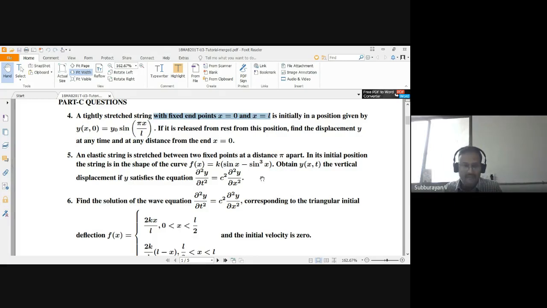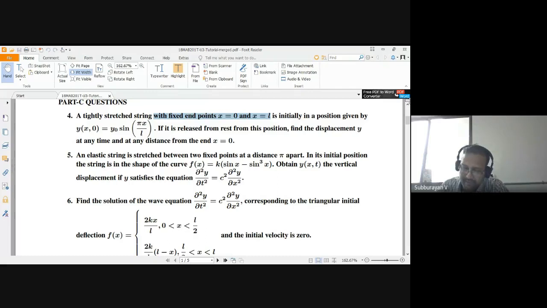We have a formula for sine 3 theta. Can you please tell me what is the formula for sine 3a? Sine 3a is equal to 3 sine a minus 4 sine cube a. Therefore, 4 sine cube a is equal to 3 sine a minus sine 3a. Hence, sine cube a is equal to 3 by 4 sine a minus 1 by 4 sine 3a.